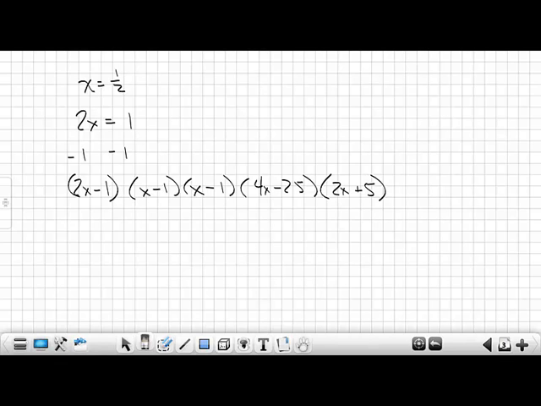So what you'd write, Bethany, is x equals 1/2 is one of the solutions, right? x equals 1 multiplicity 2, because it happened twice. x equals 25 over 4, and x equals -5 over 2. Those would be all of my solutions. I didn't know exactly what you were asking, so I was putting that in.